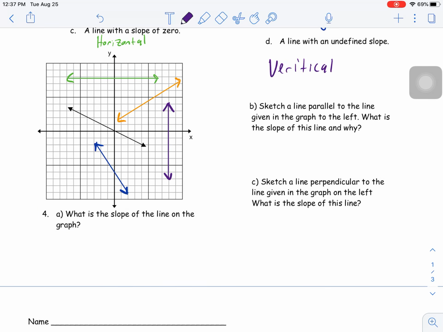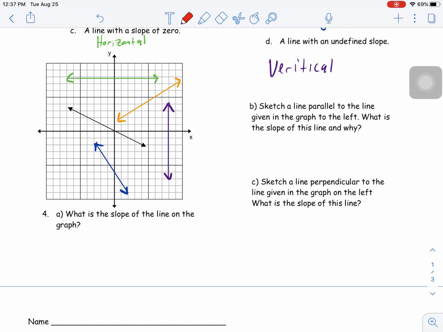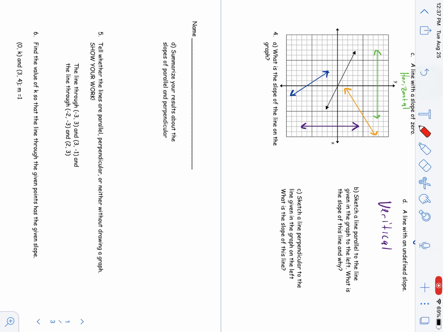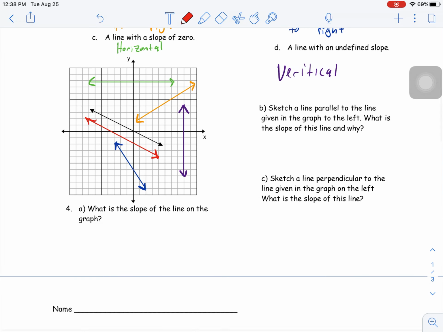Next, it says to sketch a line parallel to the line given in the graph to the left. What is the slope of this line and why? Okay, so if we look at this, parallel, we just need to draw a line that's not going to intersect the line that we have at all. Let's see if we can get one here. I think that's good. The slope of this line, right? Parallel lines have the same slope. So parallel lines have the same slope.